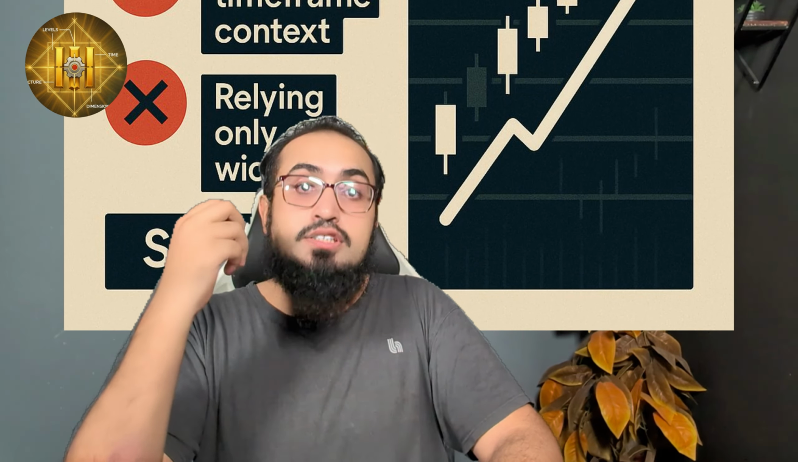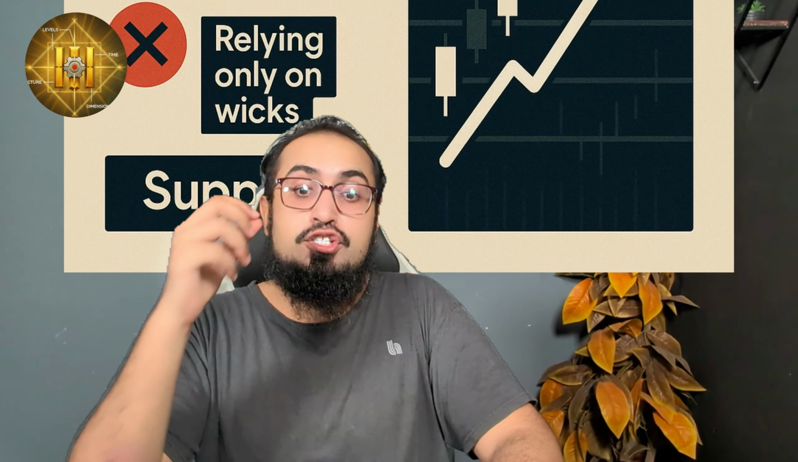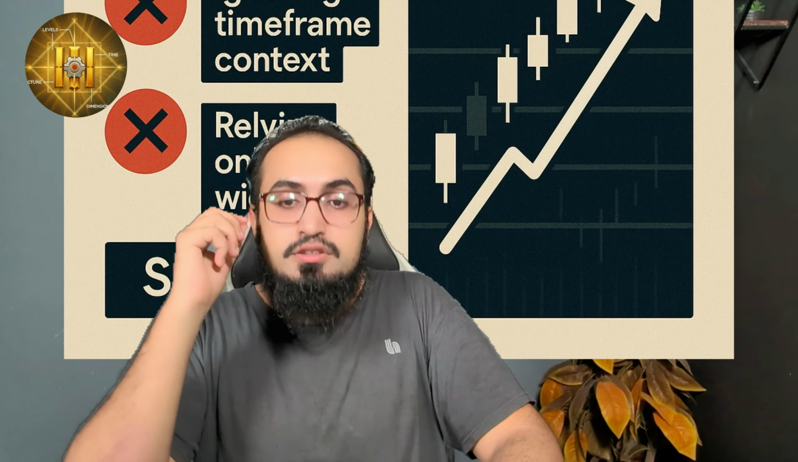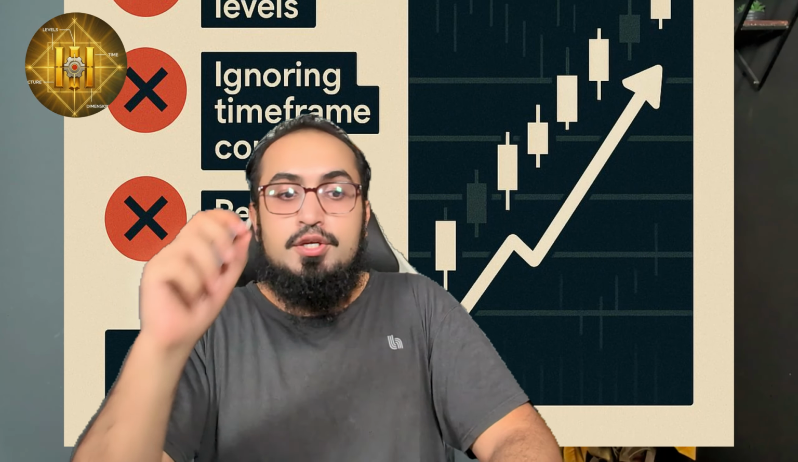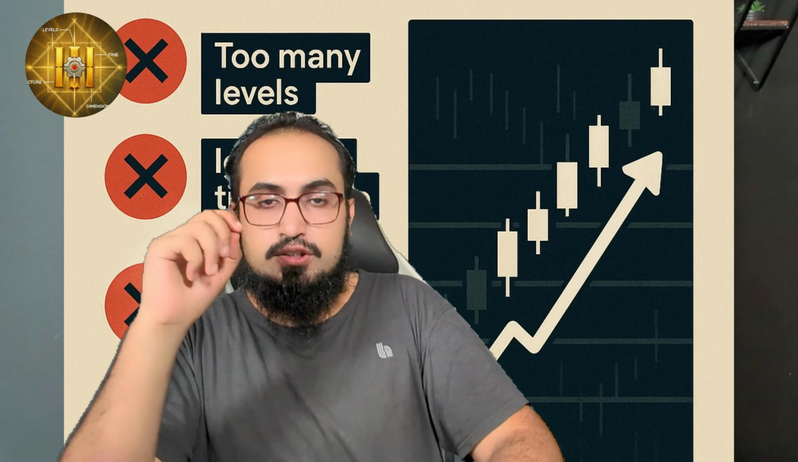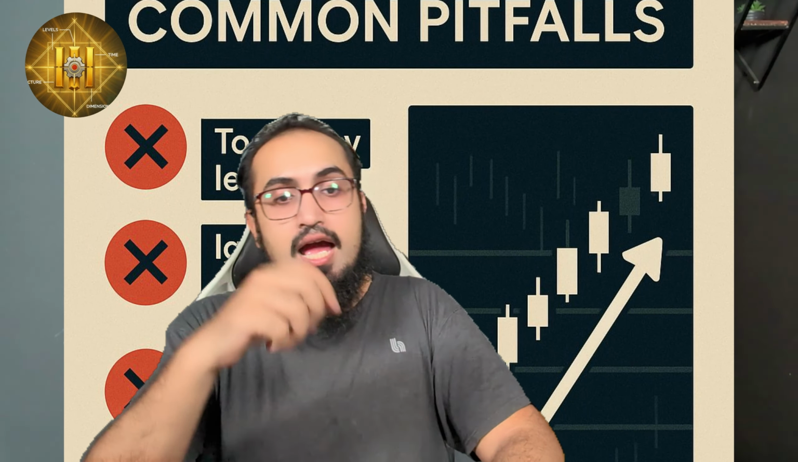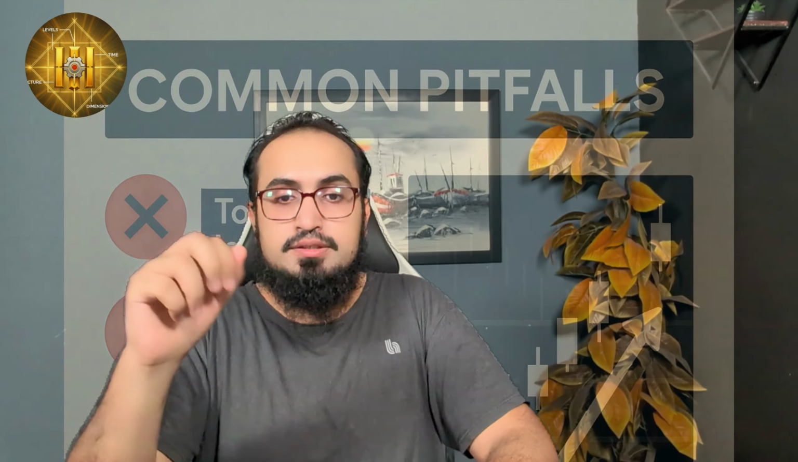Third, relying only on wicks. Wicks show emotion, but closes show conviction. You need both to get the full picture. You use wicks and body closes as well.